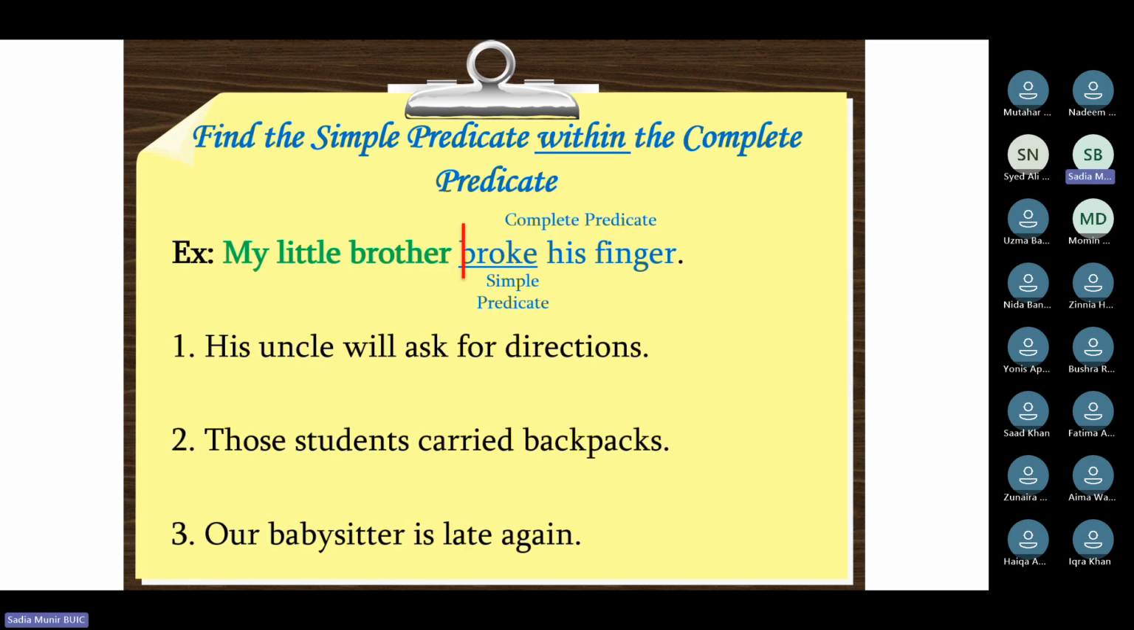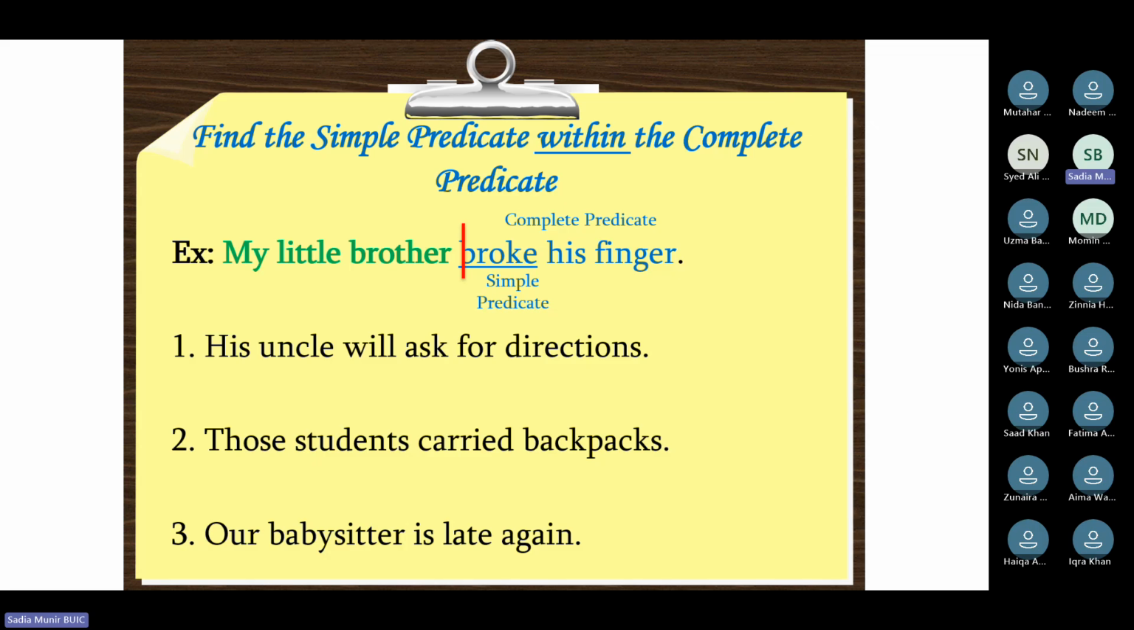Yes, ठीक है. अब इसी example को, his uncle will ask for directions. इसमें हमारा predicate कहाँ से start होता है? From which word are we going to start the predicate? You have already identified. Will ask for directions. Will is the helping verb. Ask is the main verb. And together, this phrase, will ask for directions, is the complete predicate.